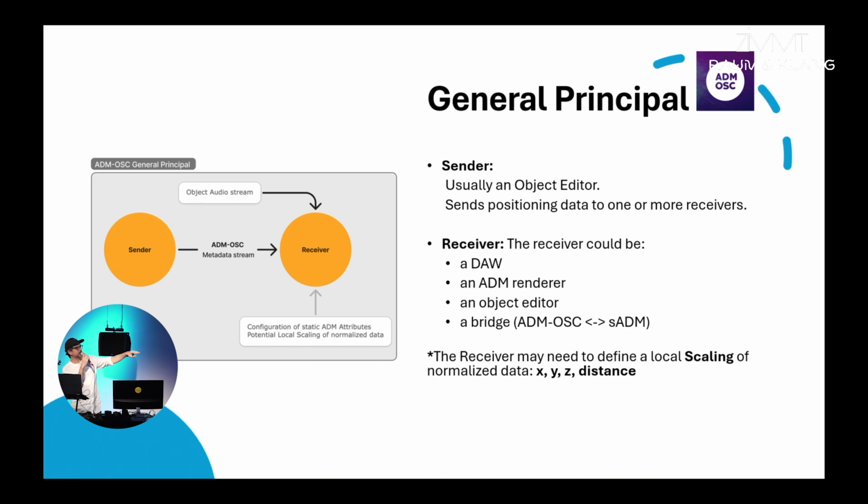To ease things, one key idea of ADM-OSC is to normalize everything. So everything is between 0 and 1. So it's agnostic to any space. It means that usually the receiver will need to define some scaling to adapt it to the context of the reproduction or the broadcast.